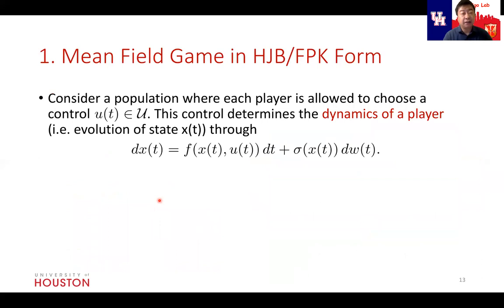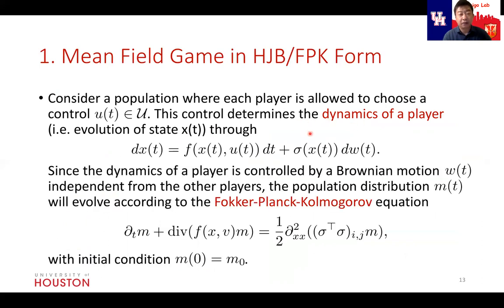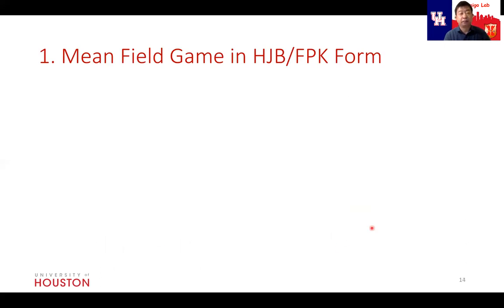And consider the population where each player is allowed to choose this control, and then the control determines the dynamic of the player. So basically, this is a kind of dynamic, and since the player's dynamic is controlled by Brownian motion independent from the other users, the population distribution M will evolve according to this Fokker-Planck-Kolmogorov equation. So basically, this is a kind of FPK equation.